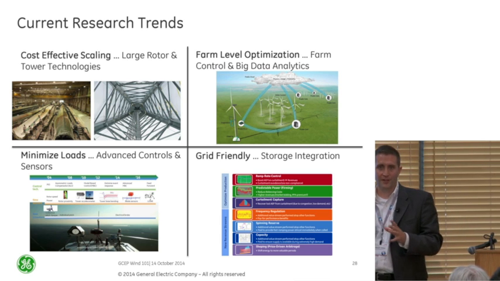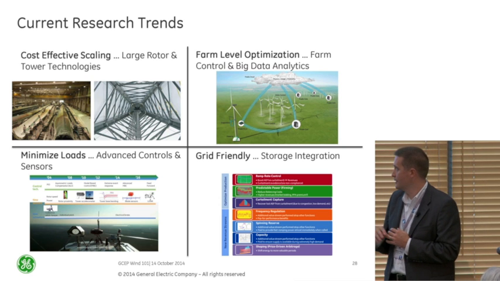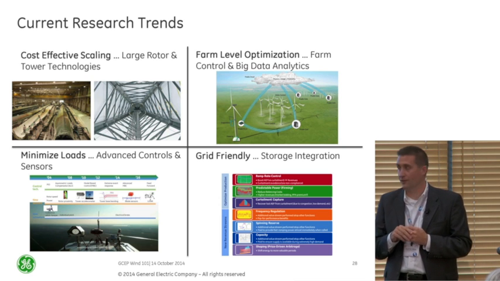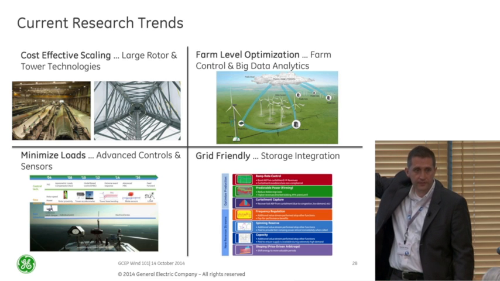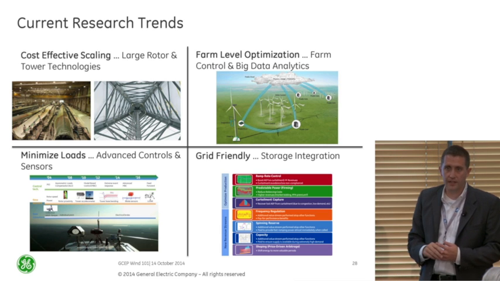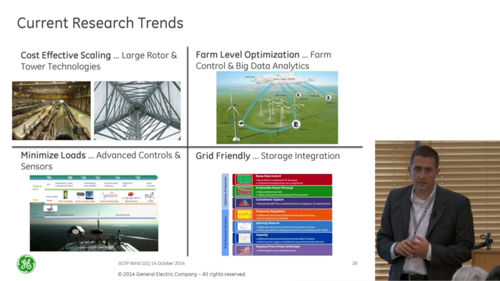Generalization on current research trends. So there's obviously lots of detail going on that I can't include in one slide, but how do you cost effectively scale? So here's a picture of blade layup, and you can see the little people standing inside the blade, right? So this is how do you cost effectively scale up the blade? How do you transport it? These are big questions in terms of materials, in terms of structural design, in terms of aerodynamic design.